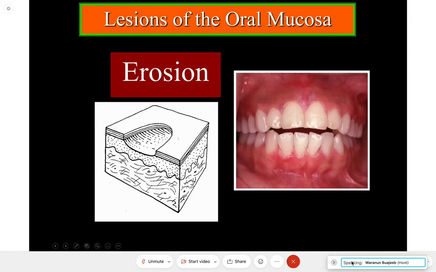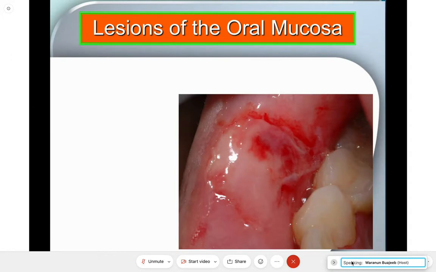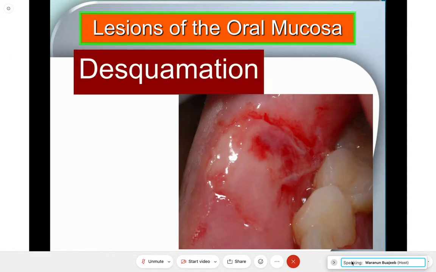This is a very shallow one. Sometimes the patient may not feel pain at all with the erosion type. So different from the ulcers. For ulcers, the lesion is deeper because of loss of all the epithelium. This one you can see almost a sheet of epithelium desquamated from the lamina propria or connective tissue layer. So this kind we call desquamation.